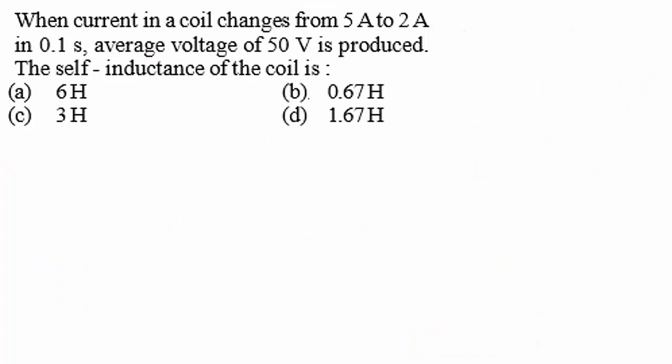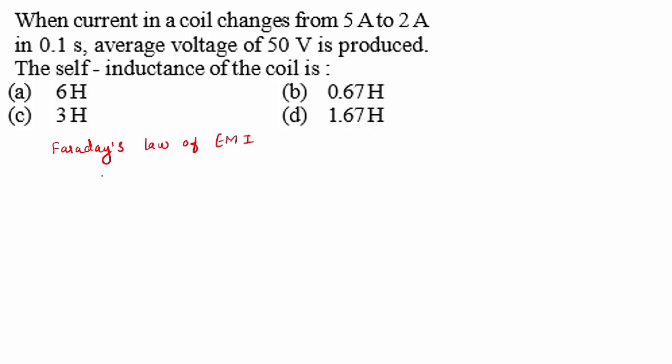When a current in a coil changes from 5 ampere to 2 ampere in 0.1 second, an average voltage of 50 volt is produced. The self-inductance of the coil is? Very simple question. This is based on Faraday's law of electromagnetic induction. You studied the EMI chapter in class 12. That equation you can remember here.